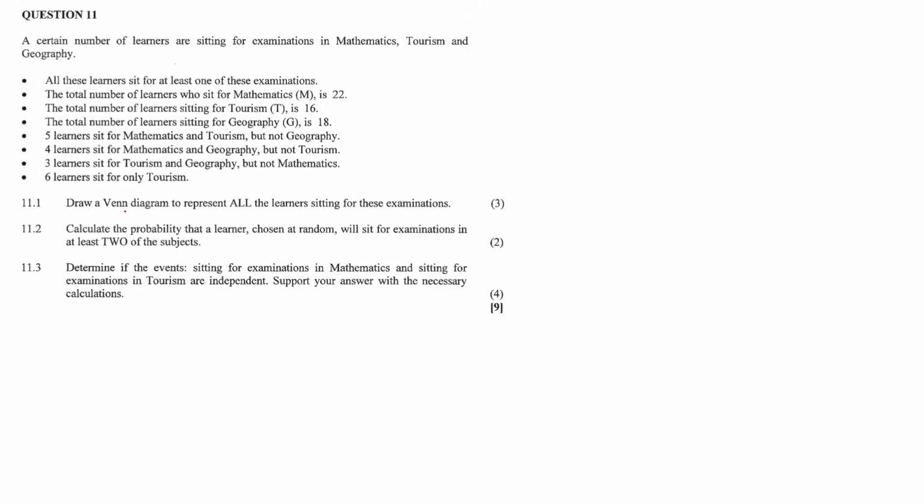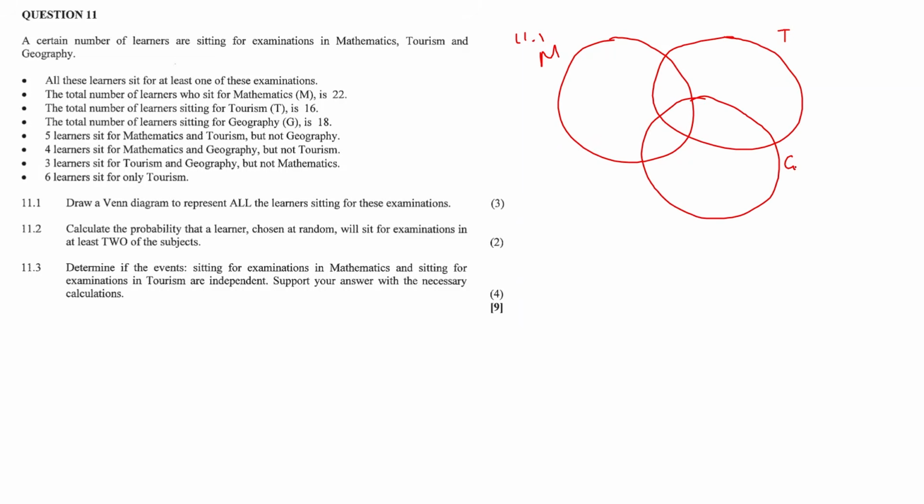Question 11.1. Draw a Venn diagram to represent all the learners sitting for these examinations. So in our Venn diagram, we would have obviously mathematics, tourism, and geography. So they say 6 learners sit only for tourism, so we know that one, so we can take that off. All the learners sit for one of these examinations, so we know that as well.